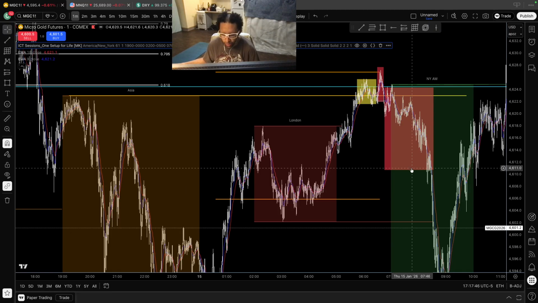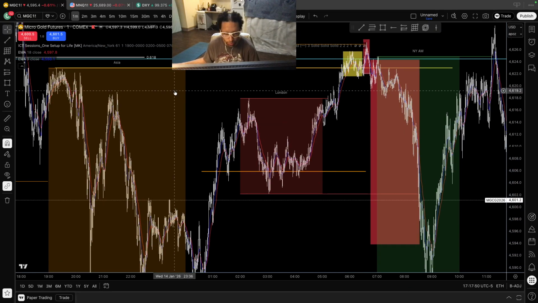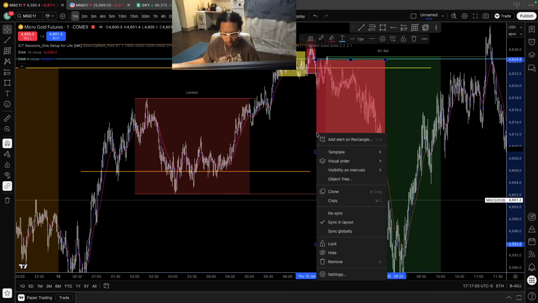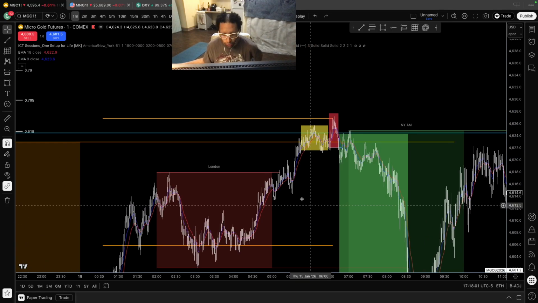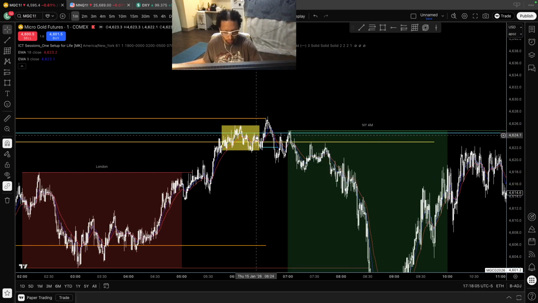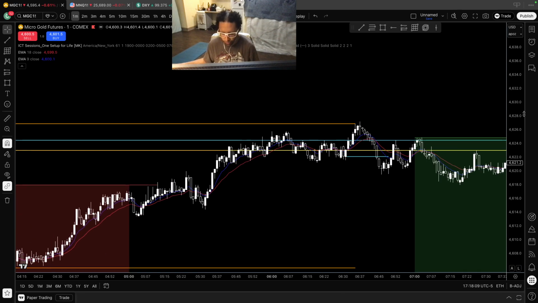I have these the same color as I do the ranges, because usually London is supposed to sweep Asia and then New York is supposed to distribute, but it doesn't always do that. So this is our power of 3, but needless to say, let's get rid of these boxes. I don't put those boxes on in the morning. I was just showing y'all.